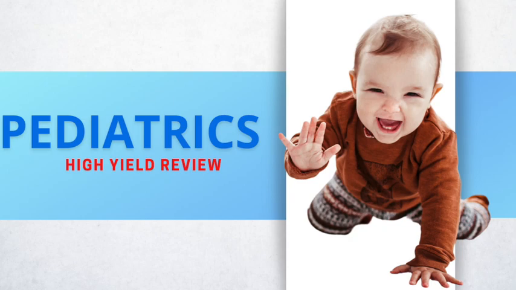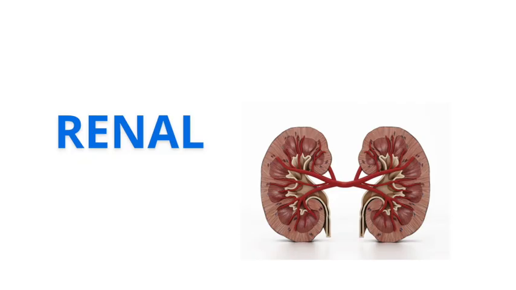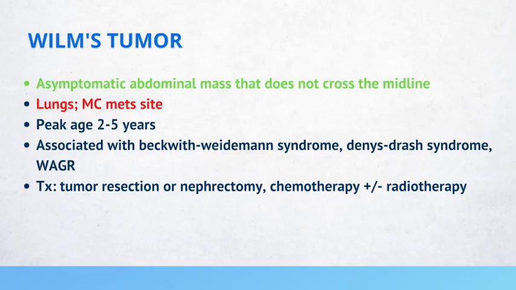First, we'll discuss the renal system. So, a Wilms tumor is an asymptomatic abdominal mass that does not typically cross the midline. The most common site of mets is to the lungs, and these patients are typically between the ages of 2 to 5 years. It's also associated with syndromes such as Beckwith-Wiedemann syndrome as well as WAGR or Wager syndrome.